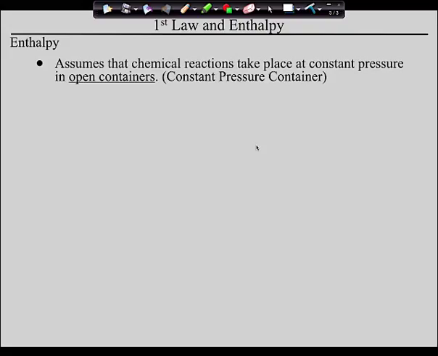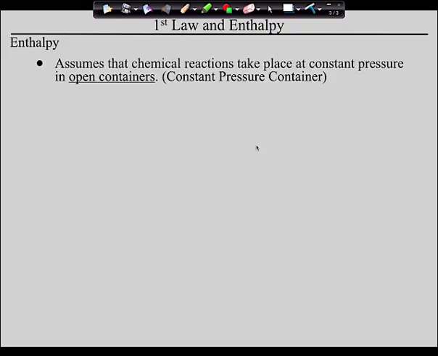So guys, in your notes, define for me what an open container is. What is an open container? Given what you understand, what is an open container?